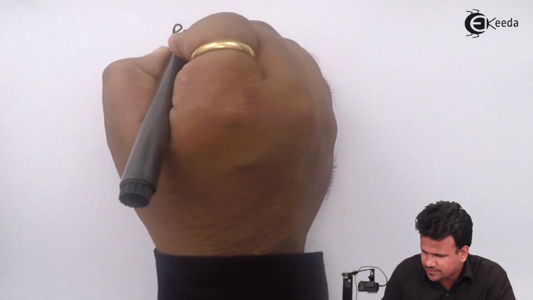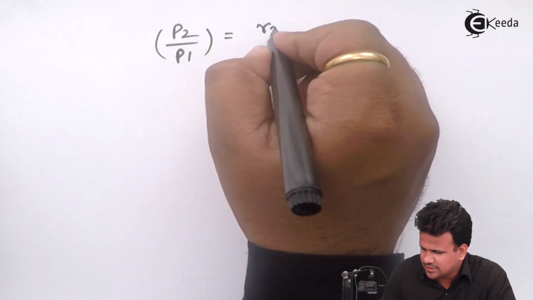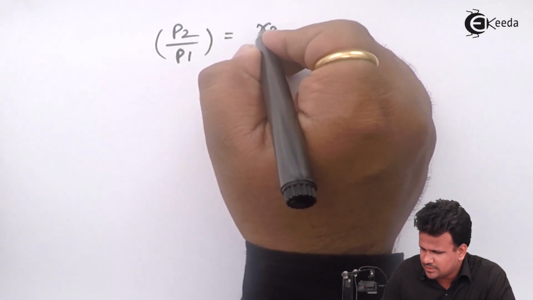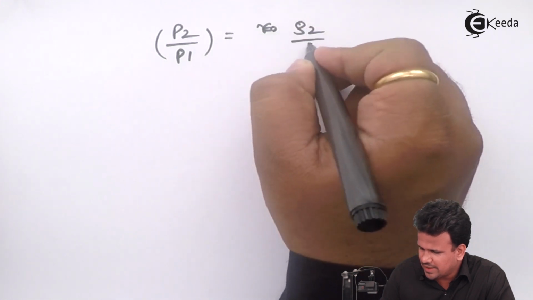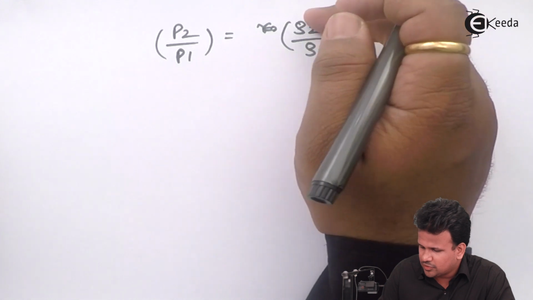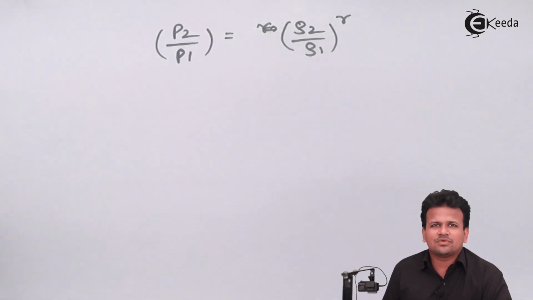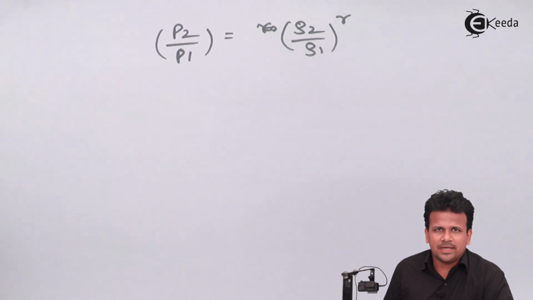We know that P2 by P1 is equal to rho 2 by rho 1 raised to gamma. So now we have to calculate what is rho 1 by rho 2.